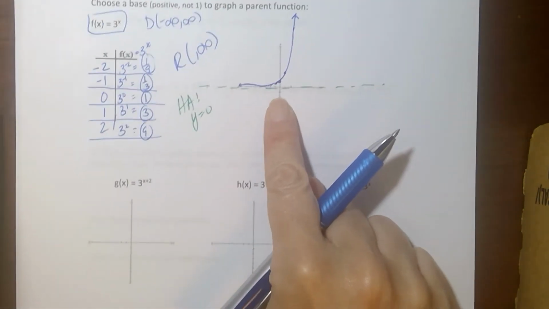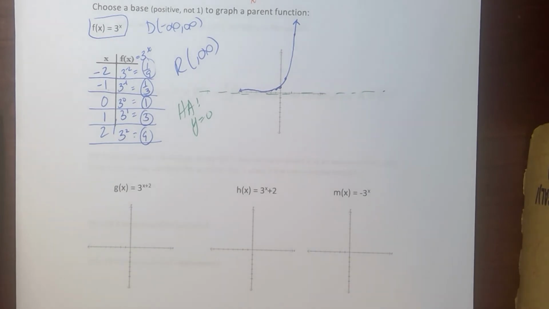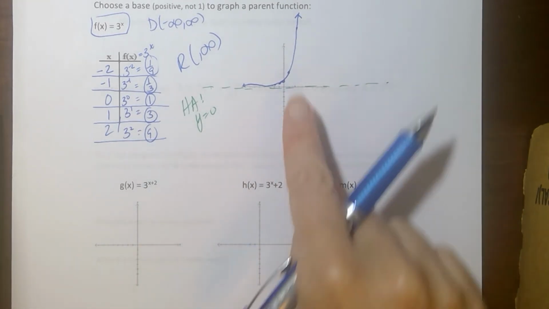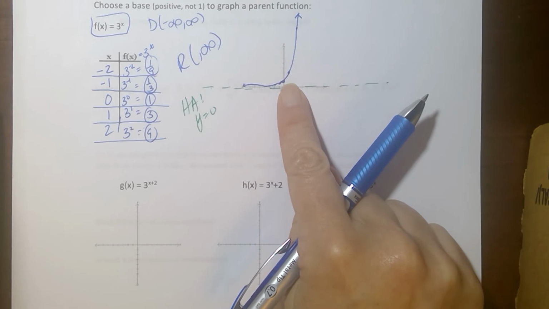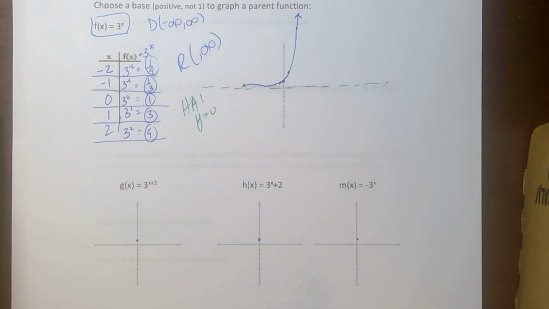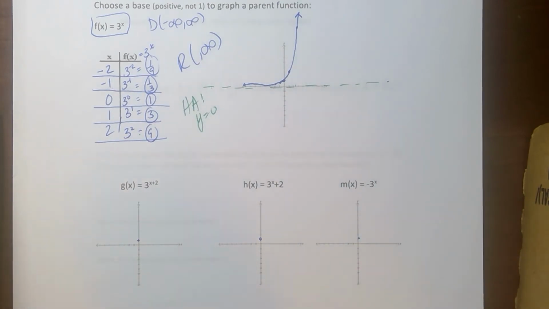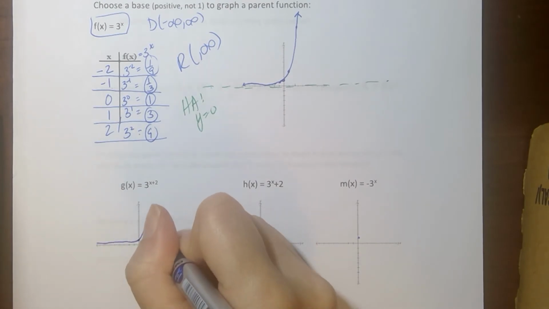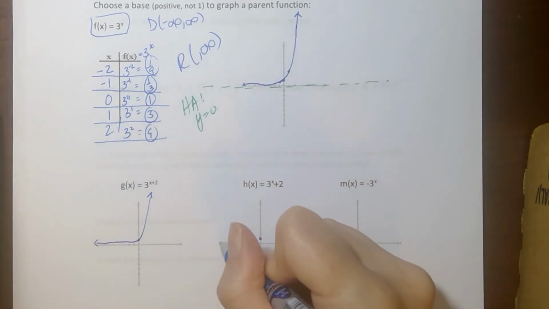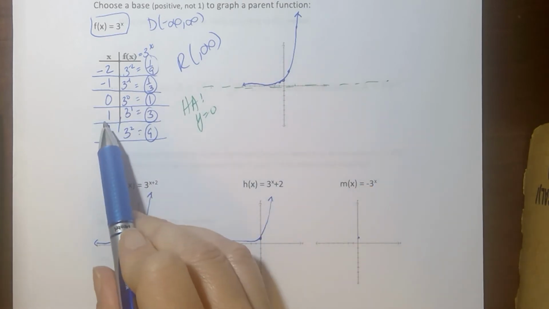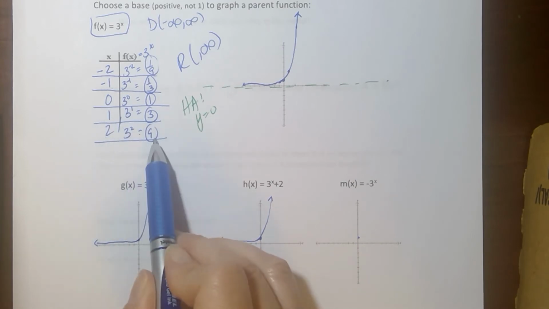Okay, this is my parent function that I'm going to transform. I'm going to sketch this parent function on each of these three sets of axes. My parent function goes through the y-intercept (0, 1), and it has a horizontal asymptote at the x-axis, at y equals 0. Those are the things that are going to be consistent all the way across. So let's sketch our parent function. Base 3 is fairly steep. Base 5 would be even steeper because 5 to the 1 would be 5, 5 squared would be 25.